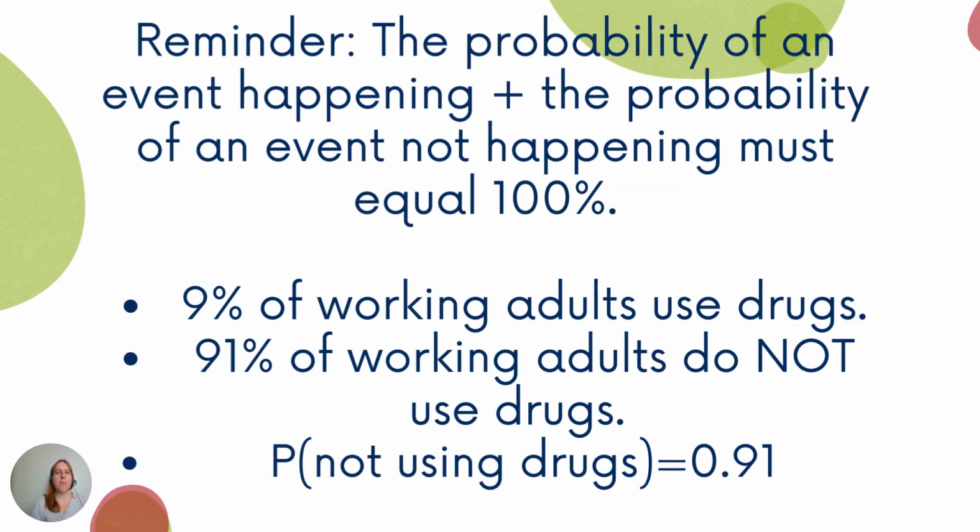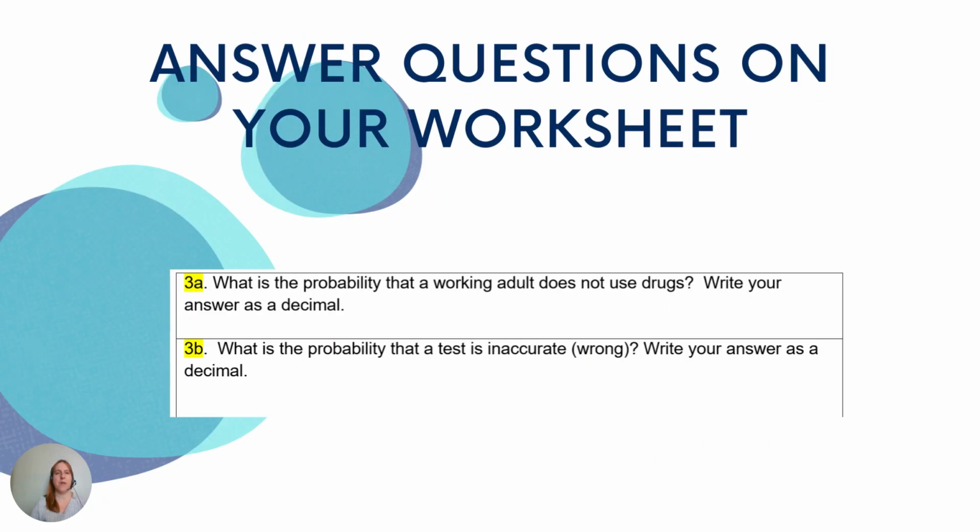Remember, the probability of an event happening plus the probability of an event not happening must equal 100%. This means if 9% of working adults use drugs, 91% of working adults do not use drugs. So the probability of not using drugs equals 0.91. Return to your worksheet and complete question 3A and 3B at this time.